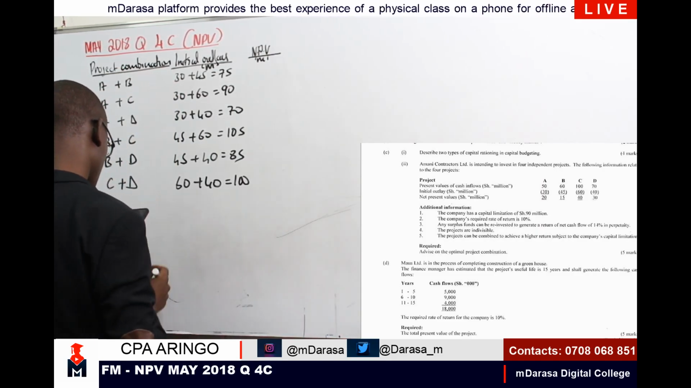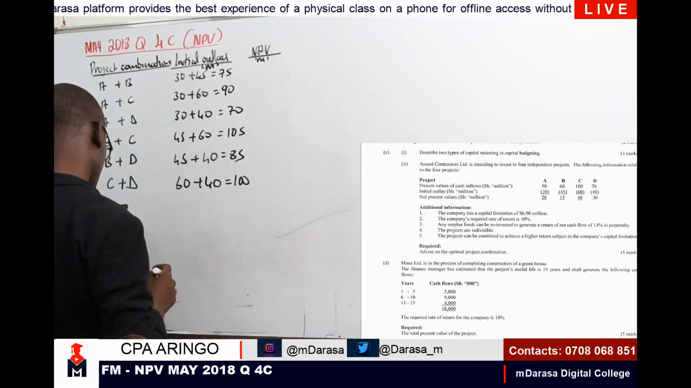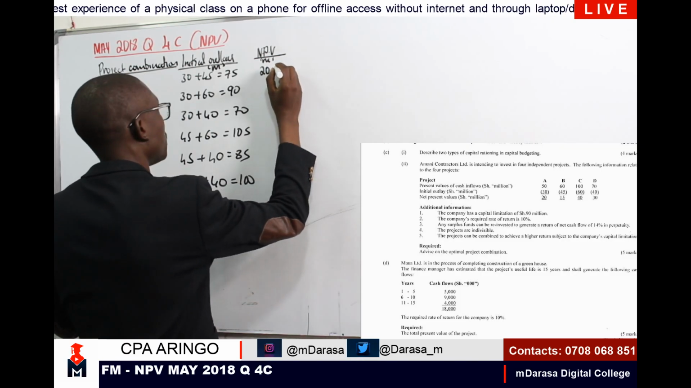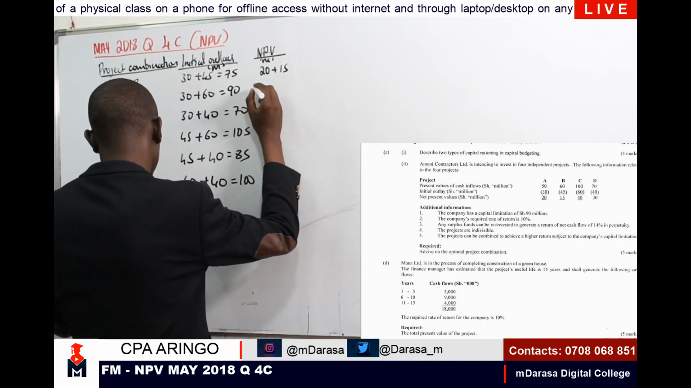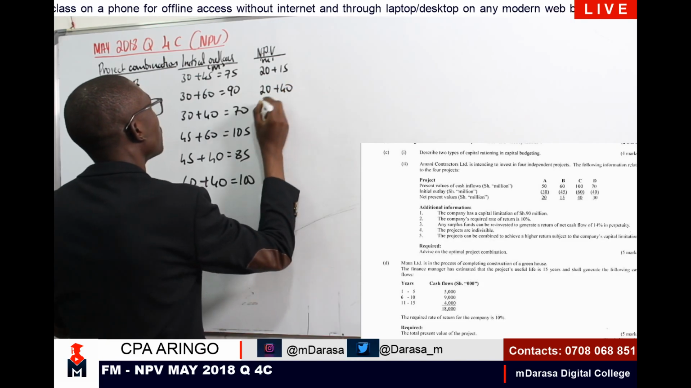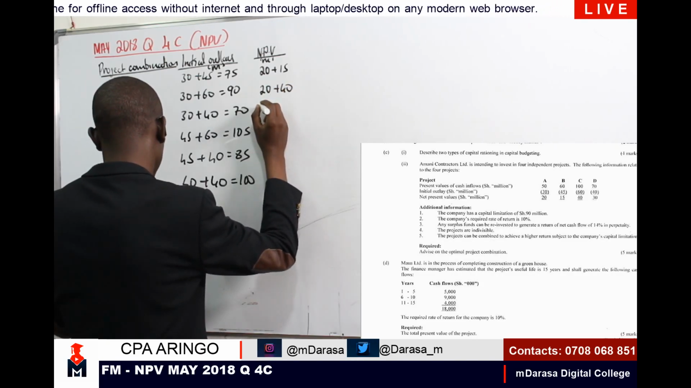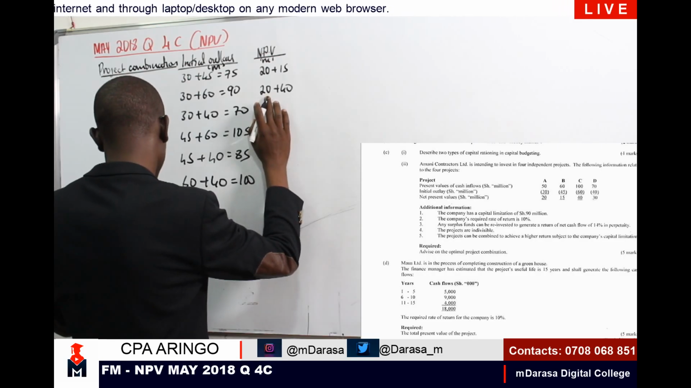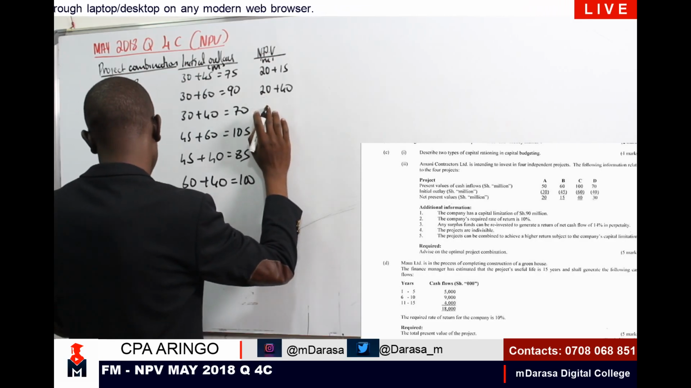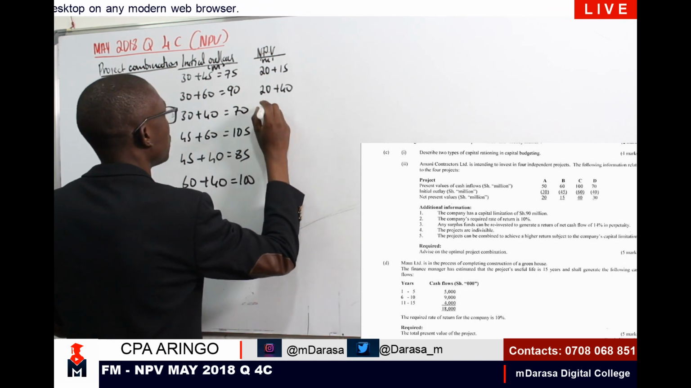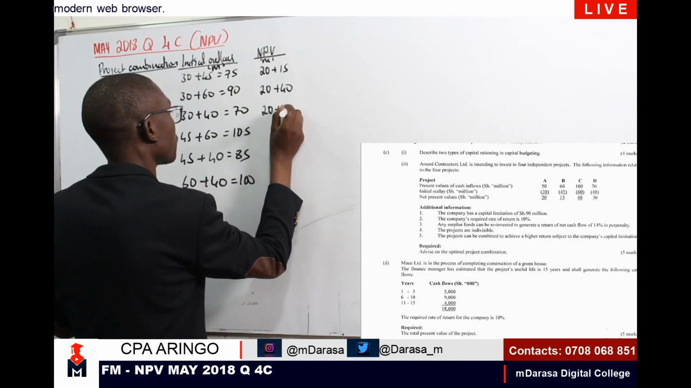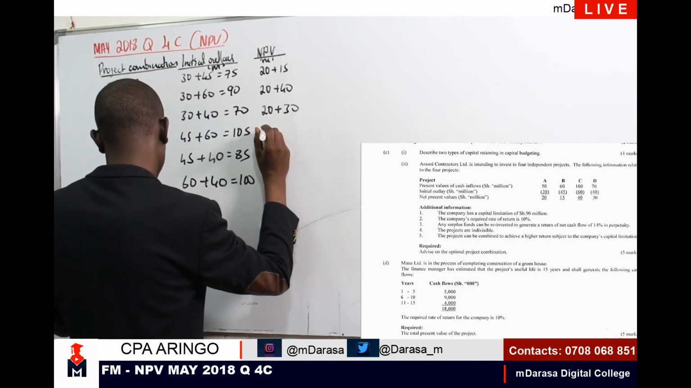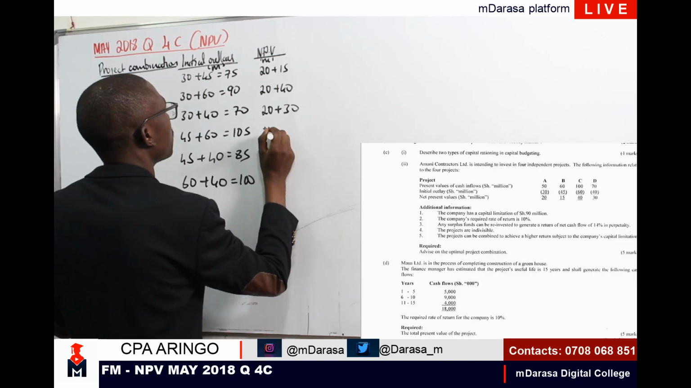Net present value for A and B, I'm having a figure of 20 and 15. A and C, I'm having 20 and 40. A and D, I'm having 20 and 30. Then BC, I'm having 15, 40.